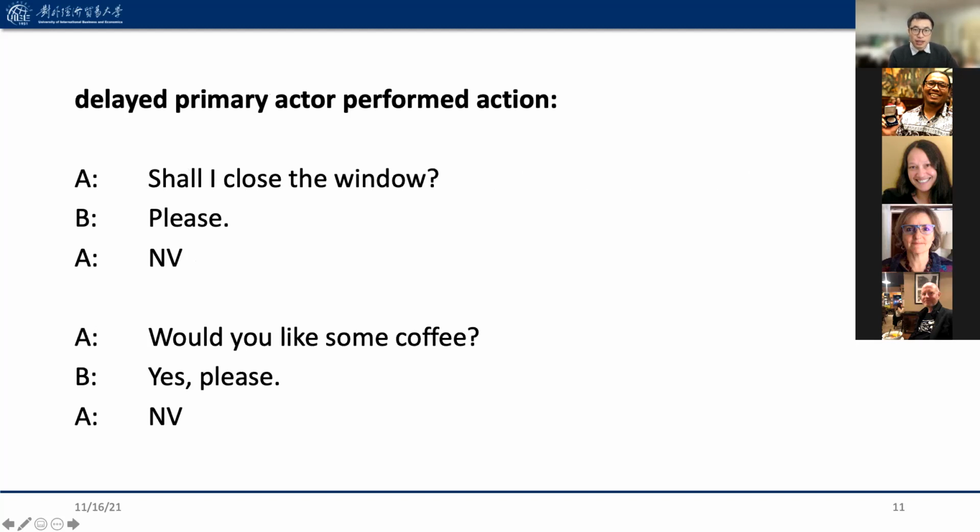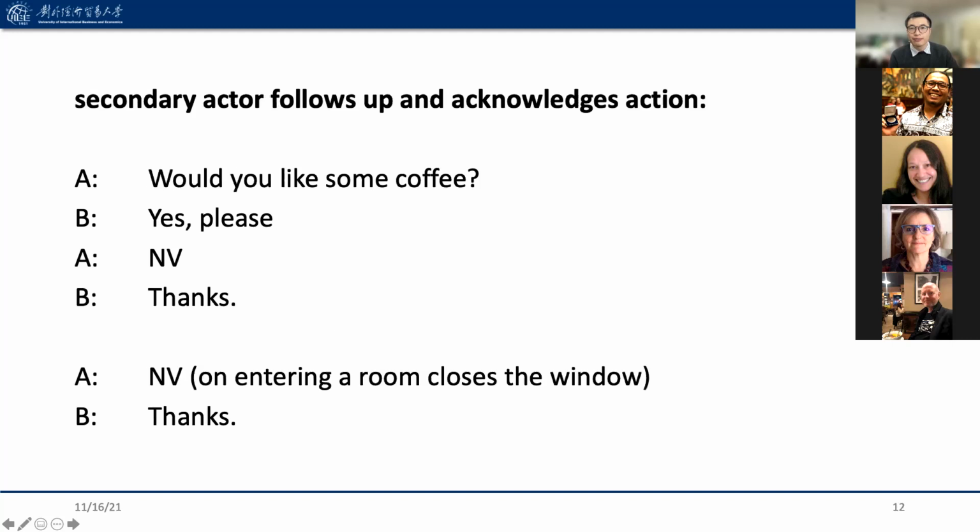The exchange can also be initiated by the primary actor, so the person who is actually going to perform the action. So here A said, shall I close the window, please? And then A closes the window. So A is the person who is going to perform the action. So would you like some coffee? Yes, please. And then A pours the coffee.